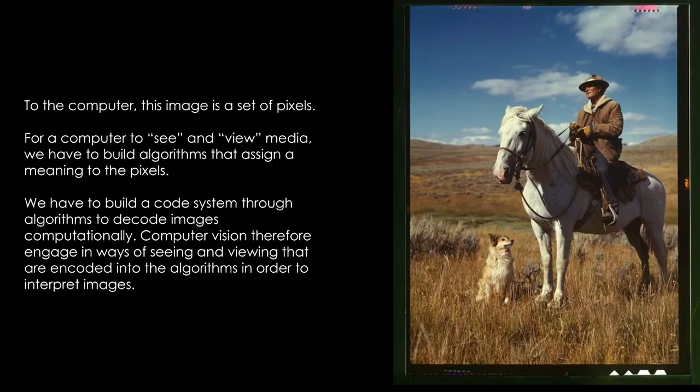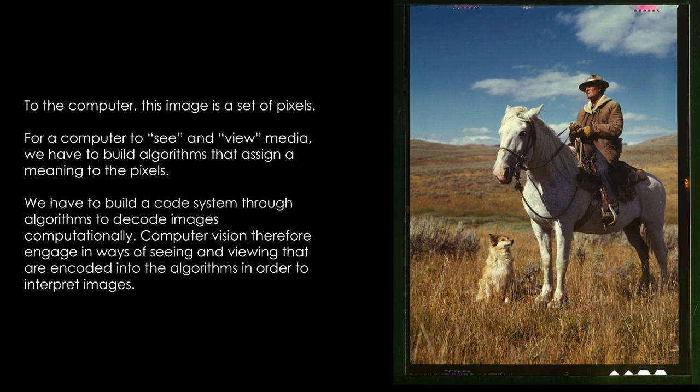So to the computer, the image is a set of pixels. For a computer to see and view the media, we have to build these algorithms that assign a meaning to pixels. We have to build that code system, which is actually interesting because one of the challenges is that we've been inheriting a lot of those algorithms from other groups. One of the things that you'll hear me keep saying is that I think this is a really exciting time for humanities scholars and even social scientists and other fields, because we need to be in the project of building these algorithms to see differently, to build them in the ways that we care about, based on the things that are exciting us.